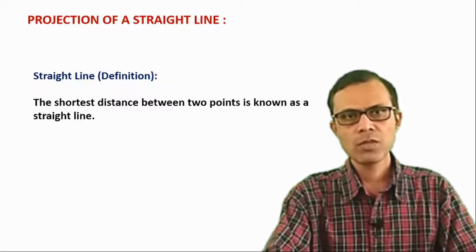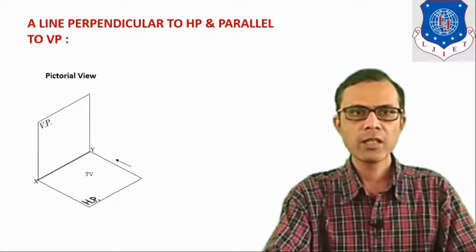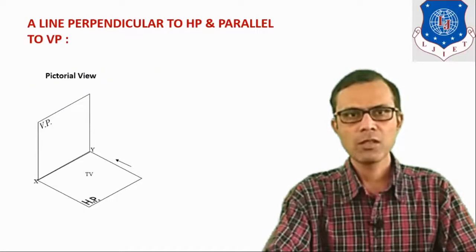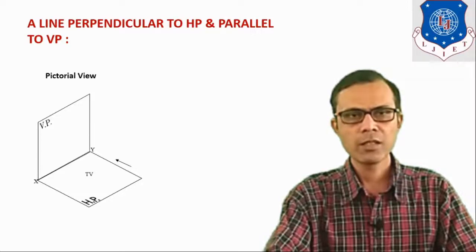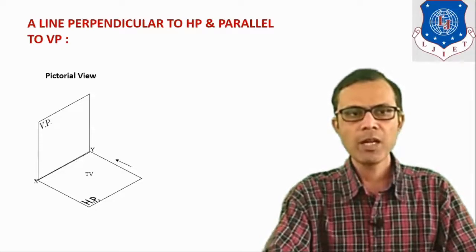Now, to study the projection of straight line, first of all we have to understand the different orientations or different locations which are possible with reference to HP and VP for a straight line. So we will discuss all these cases step by step. So first of all, the line perpendicular to HP and parallel to VP.